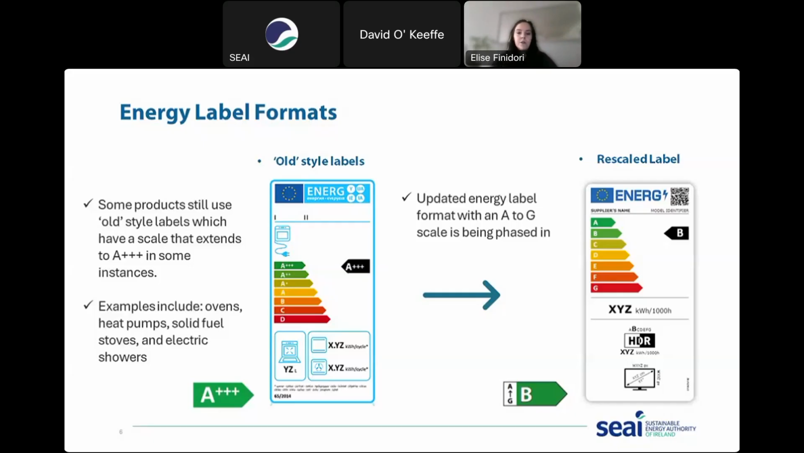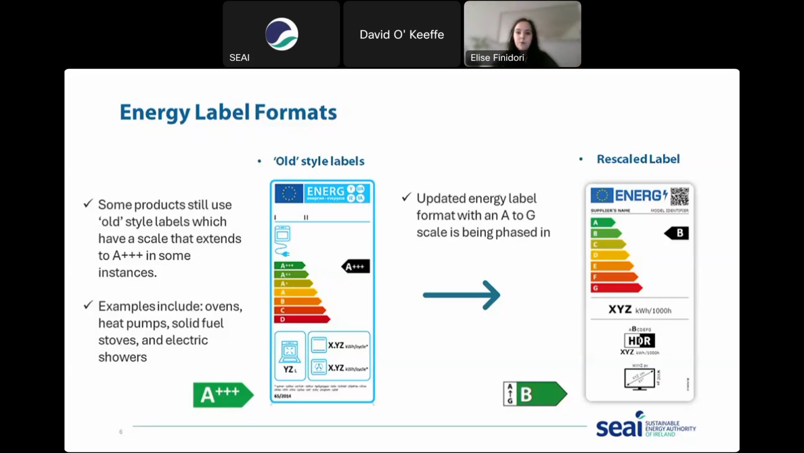On the left-hand side, you have the old style label, which has a blue border. On these labels, the range of energy classes that you can see goes to A+++ in some instances, to D. Here you can see for an oven products what it looks like. Other types of product that have this old style blue border label are heat pumps, solid fuel stove, and also electric showers.